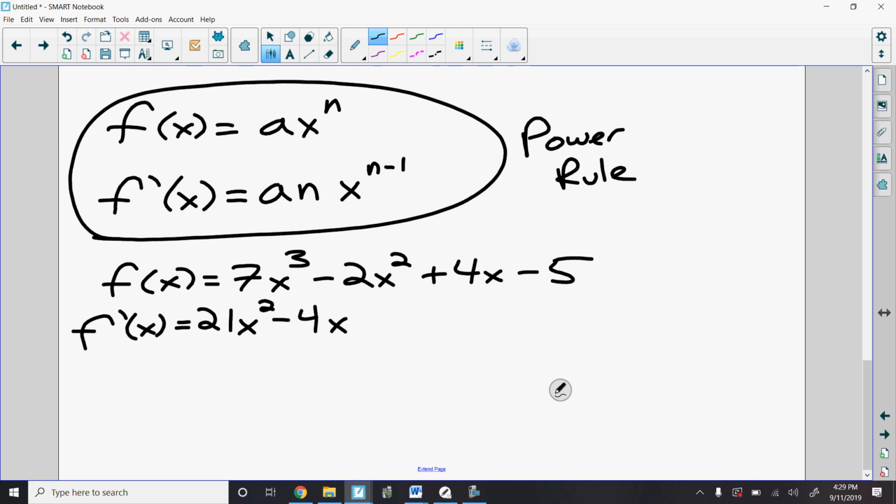Now, what about this plus 4x? We know anything linear, the derivative of 4x is 4. The derivative of 10x is 10. Okay, so the derivative of 4x here is just plus 4. And the derivative of a constant is always equal to 0. So the derivative of negative 5 is 0, so I don't have to write minus 0 or plus 0. I just don't write anything else. There's my derivative.